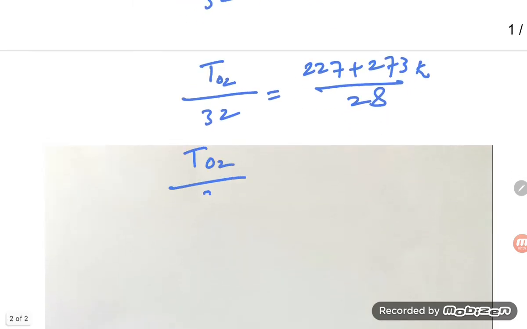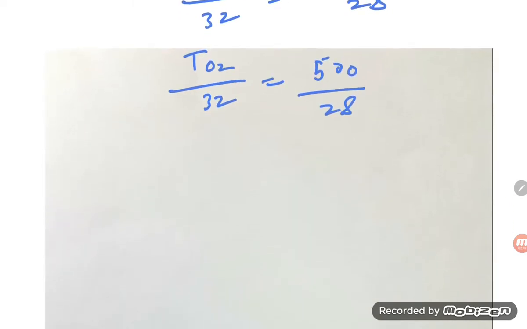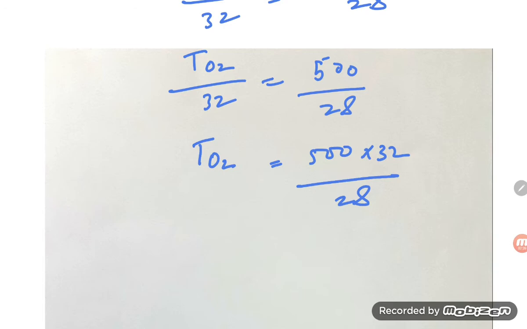So TO2 upon 32 is equal to, if you add it out, how much is coming, 500 upon 28. Okay, if you multiply out TO2, so how much is coming student, that is 500 into 32 upon 28. Okay, so we have to multiply it out.